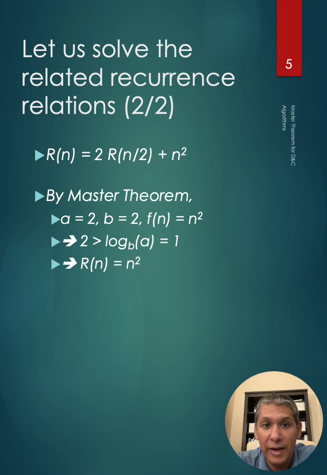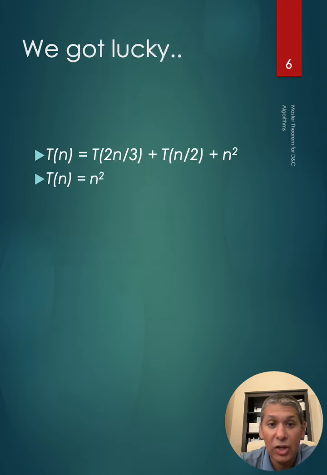Similarly, we solve for R(n), which also we can do using the Master Theorem. So we get R(n) is also n² the same way, which you might have already seen, because in this case a is equal to 2, b is equal to 2. Therefore, the f(n) term dominates. So there you have it.